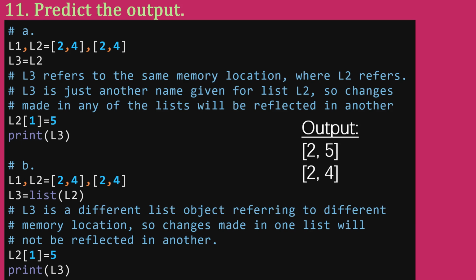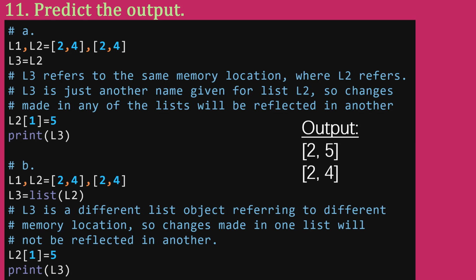This way of creating a copy of a list will not actually create a different list. It will refer to the same list which is referred by the list L2. So L3 is just a new name given to the existing list L2. That means L3 and L2 will refer to the same memory location. They will not refer to different memory locations.